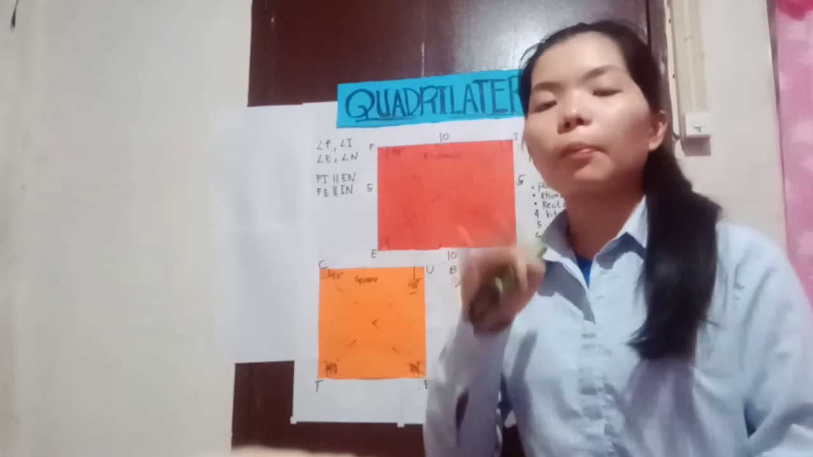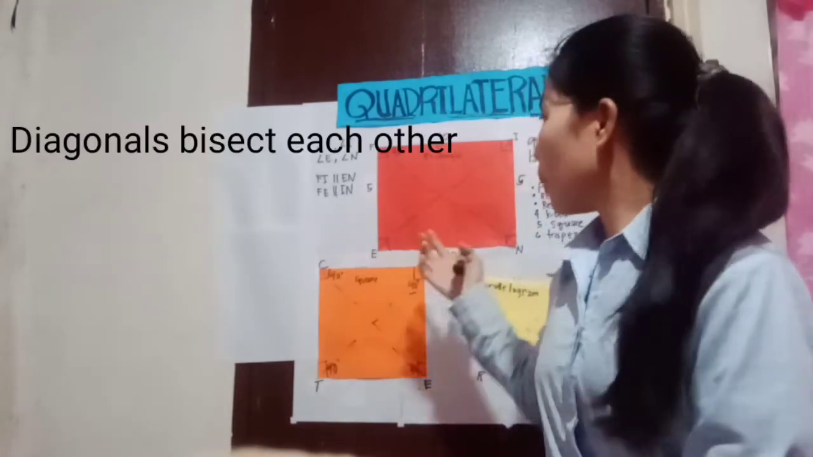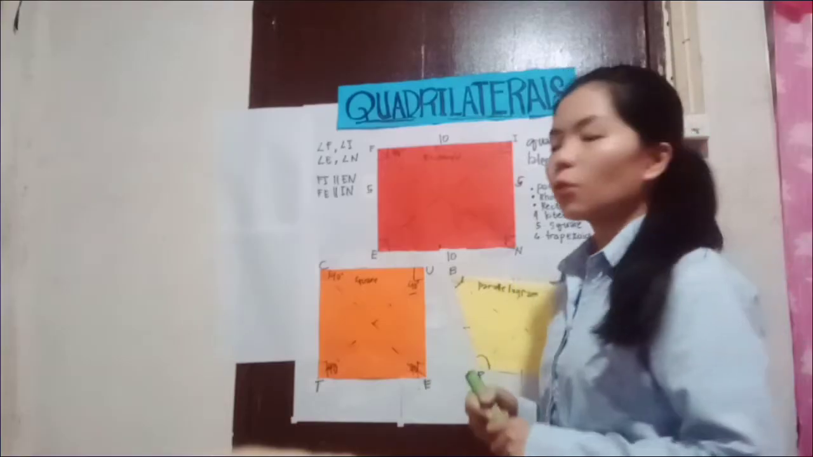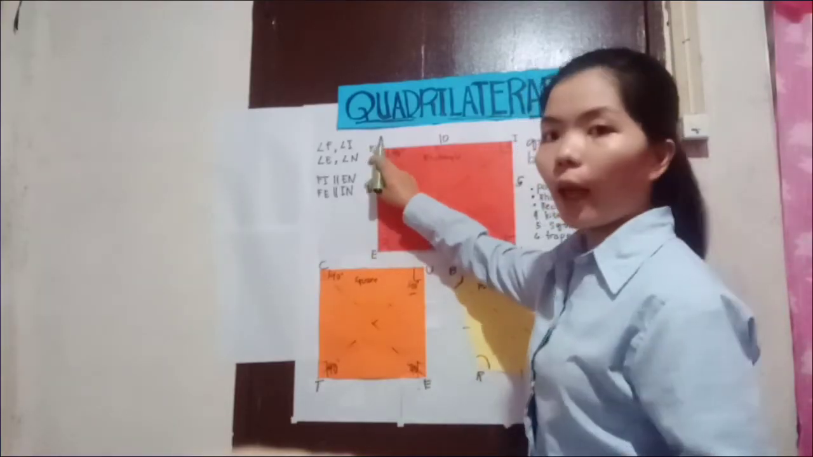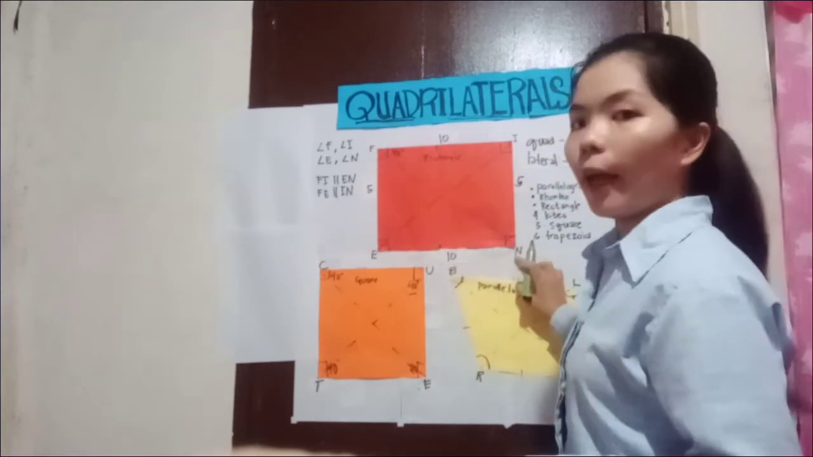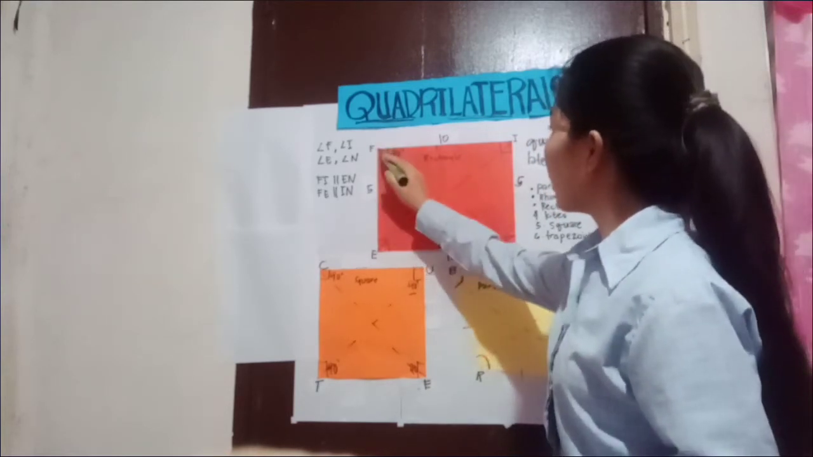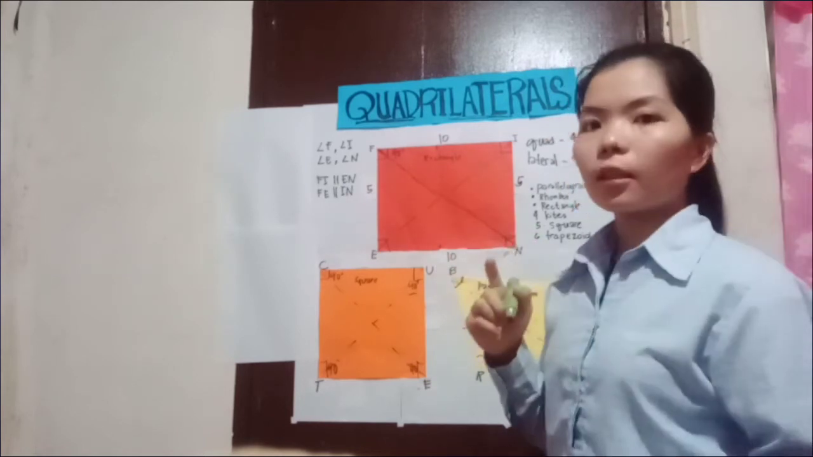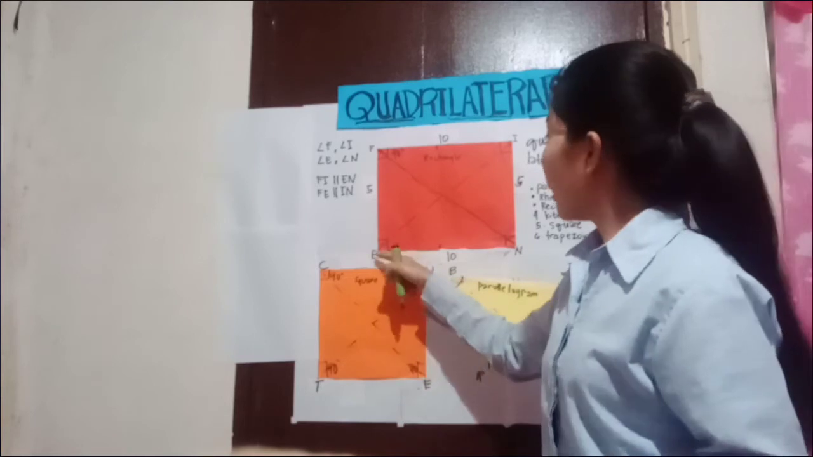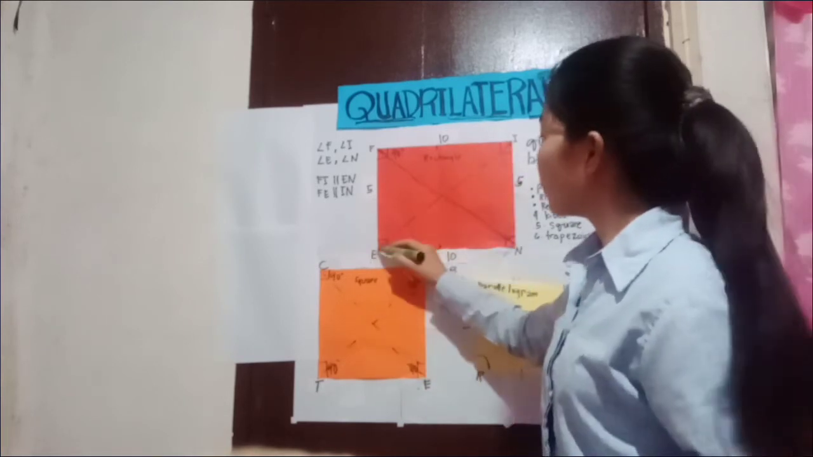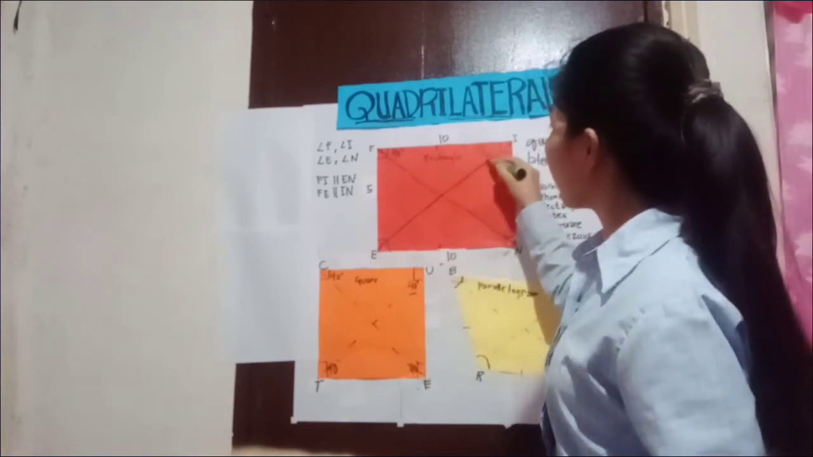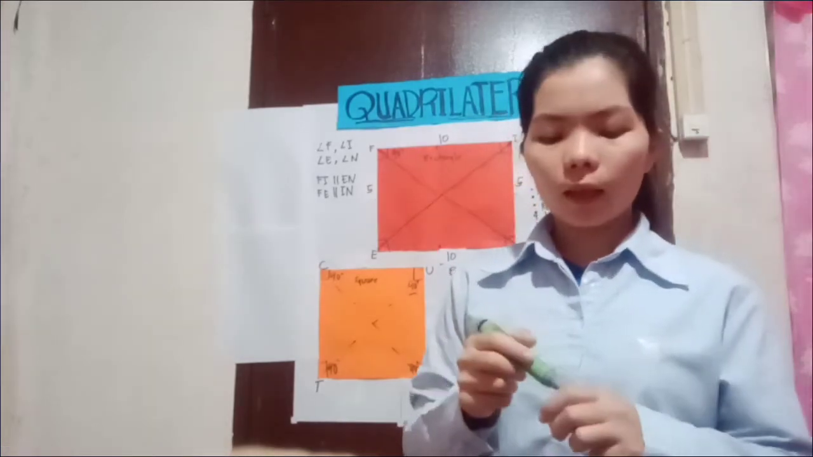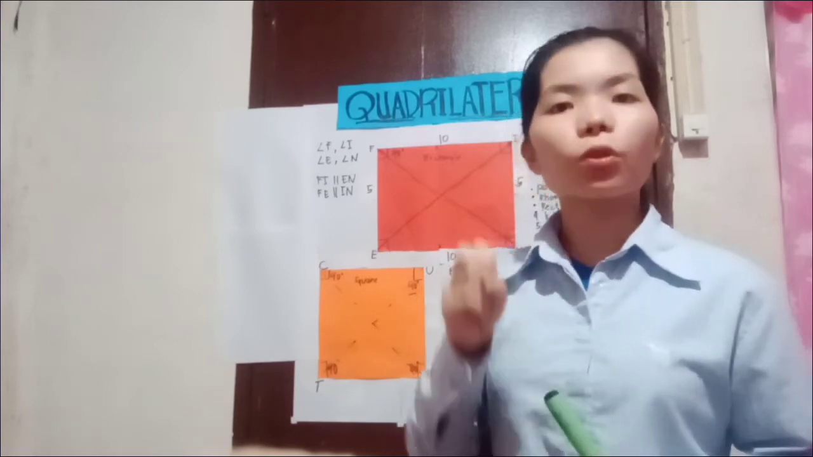Number 3 property, diagonals of a rectangle bisect each other. Like this one, line FN bisects line EI. When we say bisect, it divides into two parts.